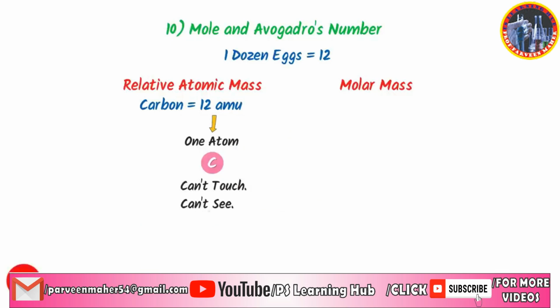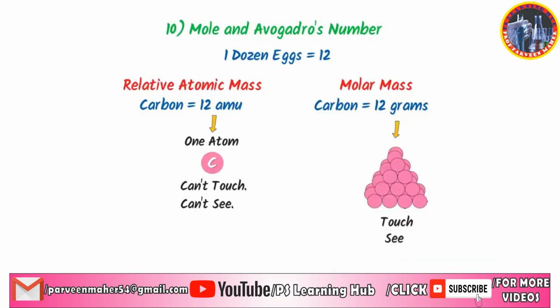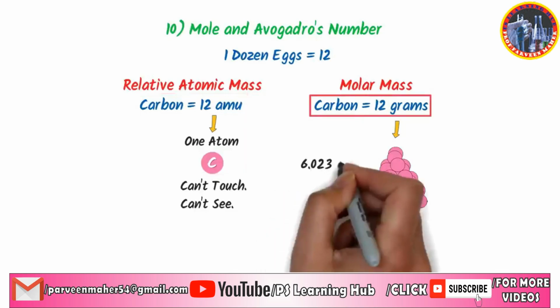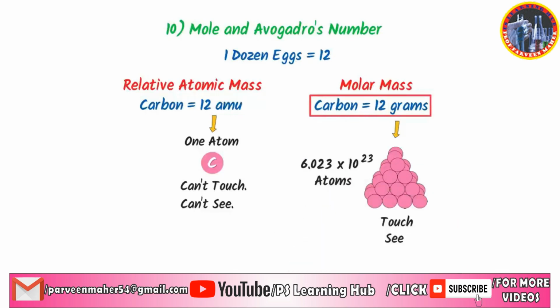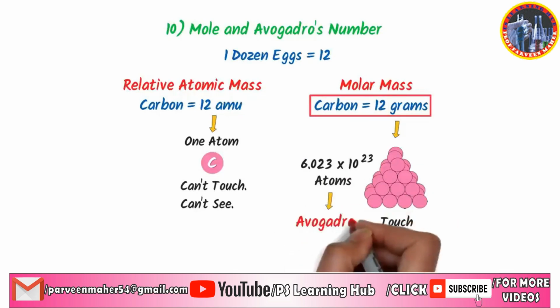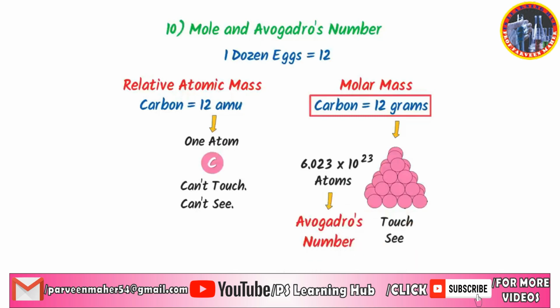To solve this issue, scientists put forward the idea of molar mass. Now instead of 12 AMU, if I take 12 grams of carbon, it is known as a molar mass. Remember that we can touch, we can see, we can do chemistry with molar mass of carbon. We know that in 12 AMU, there is only one atom of carbon, but in 12 grams, there are a total of 6.023 × 10^23 atoms. Thus this number is known as Avogadro's number. Thus remember that in 12 grams of carbon, there are 6.023 × 10^23 atoms.